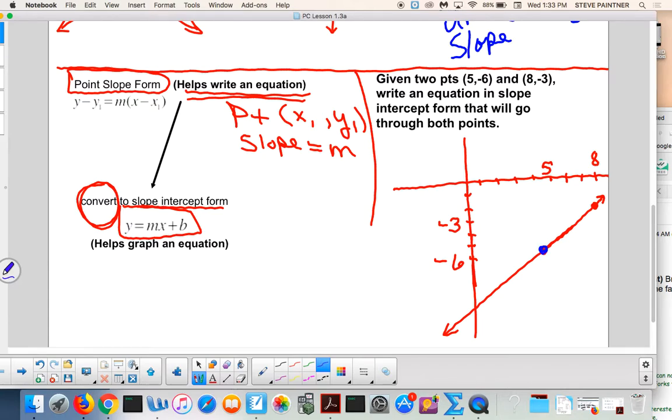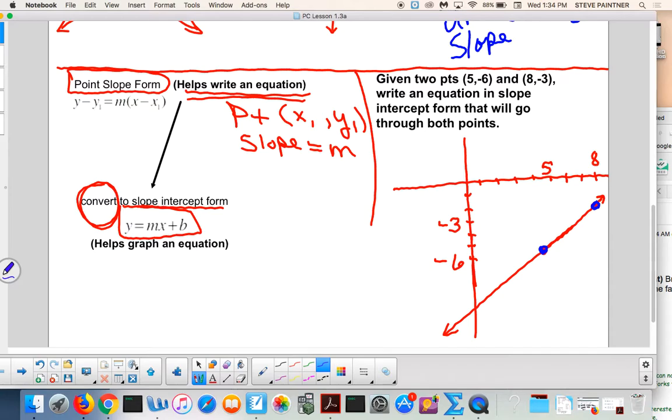I've told you this, I think, right? I'm a very visual person. I like to read a problem. I like to draw pictures because the pictures tell me a lot about the problem. So they said, given this point and this point, write an equation of a line in slope-intercept form that will go through these 2 points.